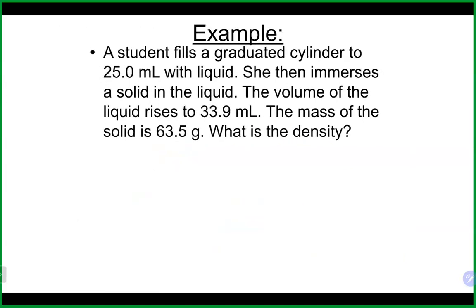All right, so let's try one here. A student fills a graduated cylinder to 25 milliliters, then tosses a solid in there carefully. The volume goes to 33.9 milliliters, and the solid has a mass of 63.5 grams. What is the density in this case?